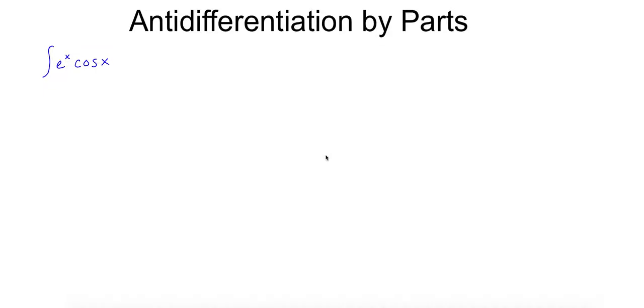Hey everyone, I just wanted to make another video where we talk about one of the special cases that may come up when you're using antidifferentiation by parts, and that is called solving for the unknown integral. So let's say we have this integral right here: e to the x cosine x dx, and we want to find the antiderivative, so we're going to use integration by parts.